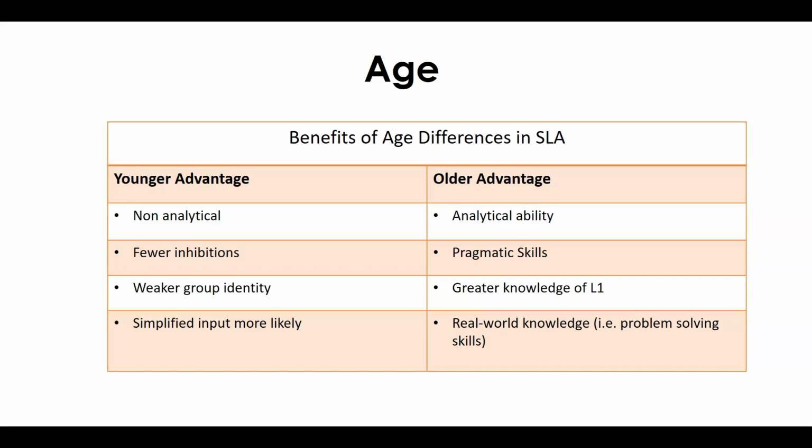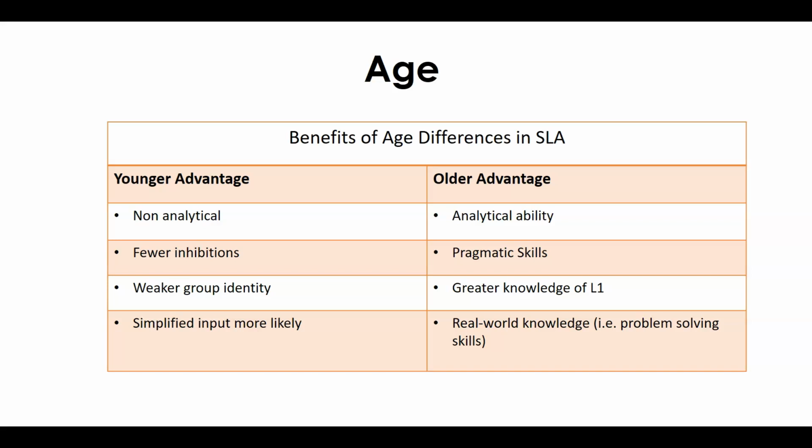So if we look at the younger advantage, you're not as analytical. You have fewer inhibitions. You're not quite as embarrassed. You are willing to take more risks. You might have weaker group identity because you're so young. Like I think of a kindergartner going into a Spanish immersion school. They probably have weaker group identity than someone that has greater knowledge of their L1. And simplified input is more likely.